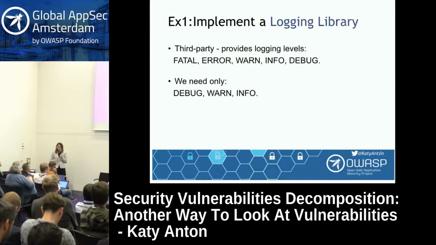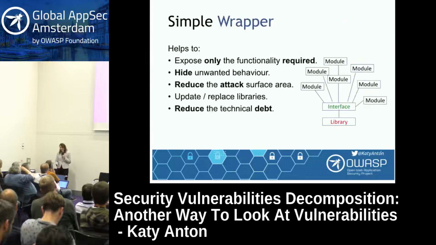So I will start with the first example. When bringing in a logging library, because it is ready-made, it usually has a wealth of functionality, and it is highly likely that your application is not going to need all of it. In the case of logging, you are likely to use only 3 levels, like debug, warning, info. So for this scenario, when you want to expose into your software only a set of the functionality and you want to hide unwanted behavior, a good design pattern is a simple wrapper.